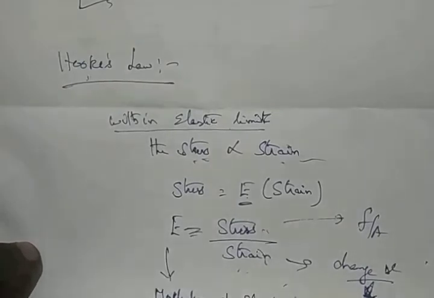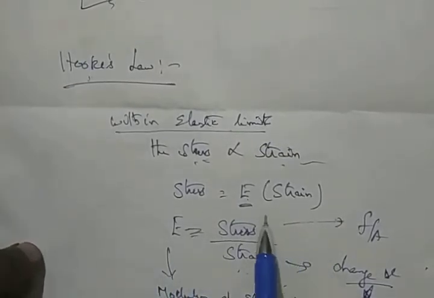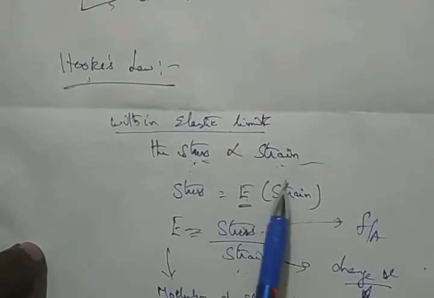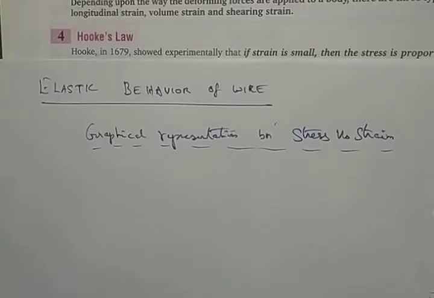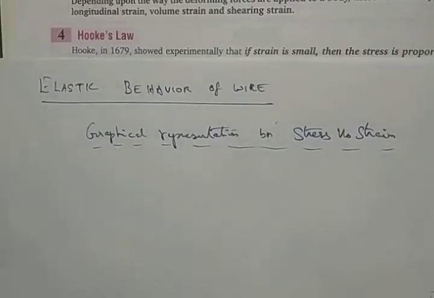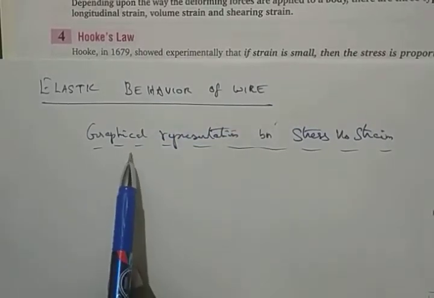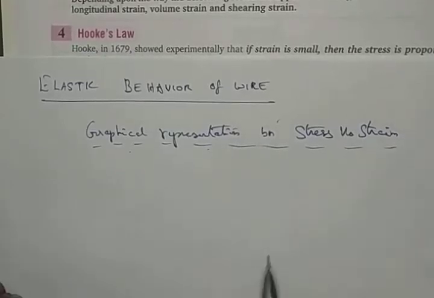Let us go on to see the graphical representation of stress and strain, how much proportionality happens. You are going to draw a graph, how it moves and develops. Alright, let's see that. We are going to see the elastic behavior of a wire and the graphical representation between stress and strain. How do stress and strain behave?